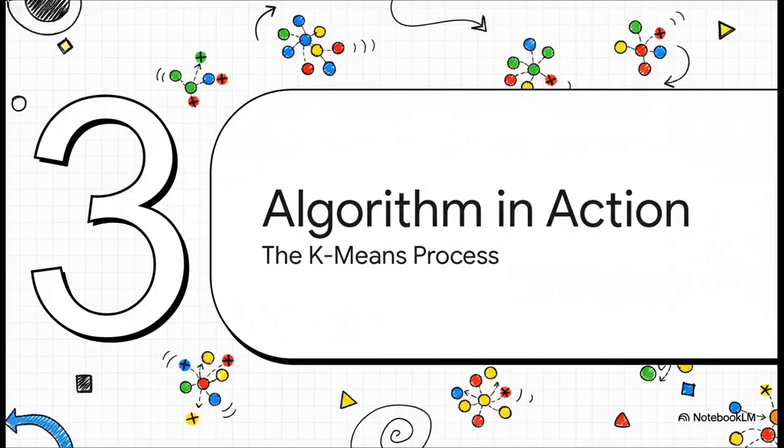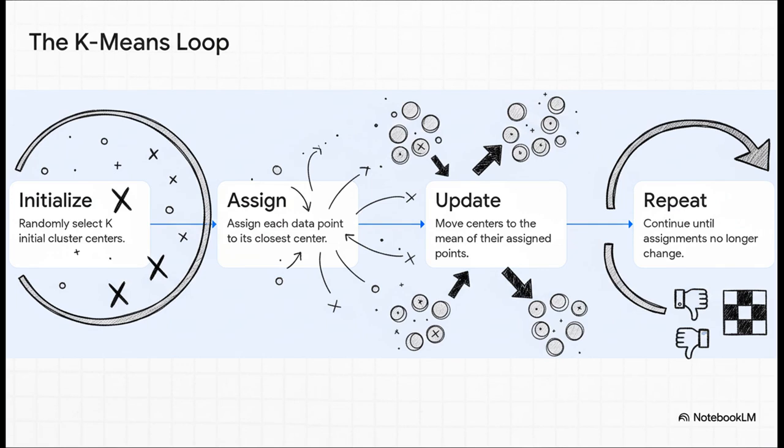Okay, that all sounds great in theory, right? But how does it actually work? Let's walk through the simple, kind of elegant process that k-means uses to find these groups. Believe it or not, it really just boils down to a simple four-step loop. You initialize, you assign, you update, and then you just repeat. You do that over and over until the groups are stable. Let's break each of those down.